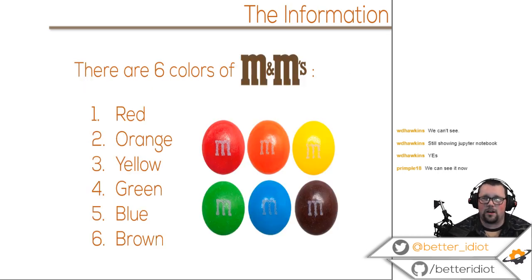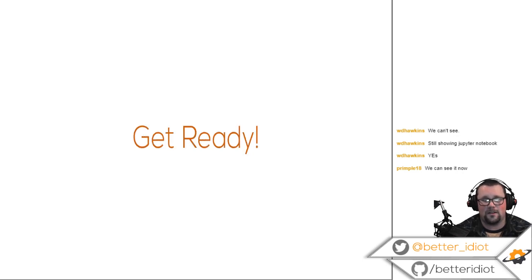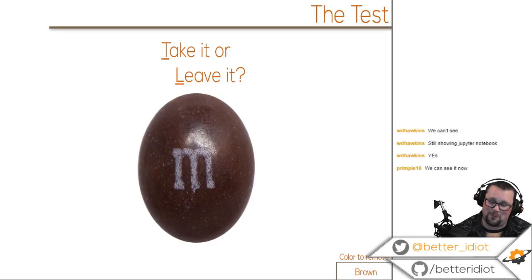So here we have the colors: red, orange, yellow, green, blue, brown. Again, you guys all heard me say this, so I'm just kind of flying through this part. The important part was for the next section. We're going to be removing brown. So here we go again. I'm trying to give a very good visual, but apparently my computer broke down.